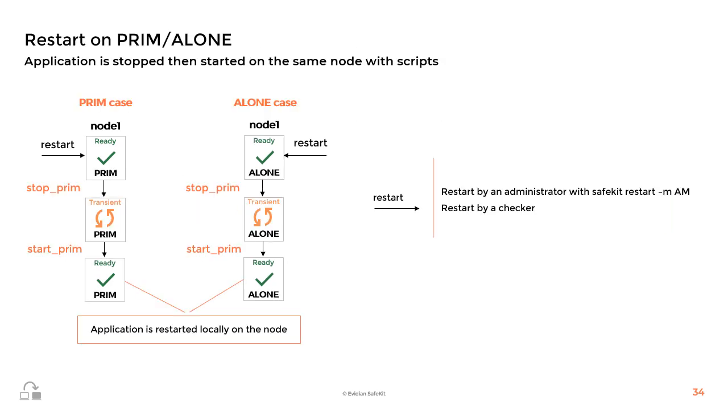Let's now explain the restart action initiated by an administrator or a checker. The restart action consists of executing the stop prim and start prim scripts on a node to restart the application locally without triggering a failover. In the left figure, in the prim case, the state is prim orange during the execution of the stop prim and start prim scripts. In the middle figure, in the alone case, the state is alone orange during the execution of the stop prim and start prim scripts.